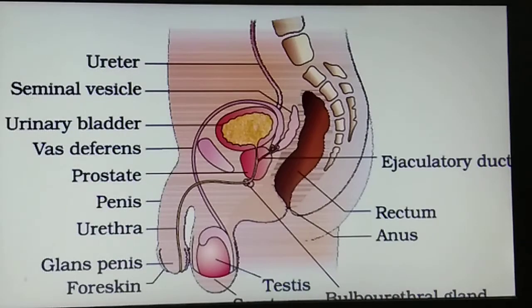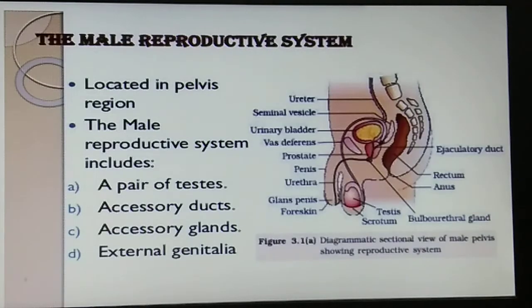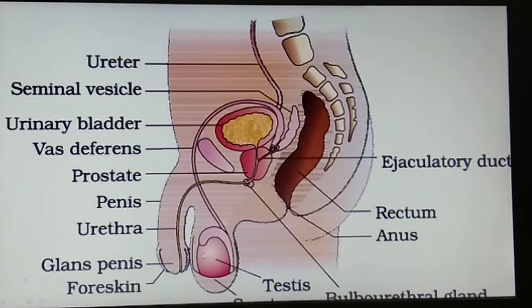Look here, students. This is the complete structure that we'll be studying. Fine. This is the male reproductive system. Now students, look here very carefully. Male reproductive system is basically located in the pelvis region. Fine. And the male reproductive system includes a pair of testes. You can see here the testes. See, this one is testis.